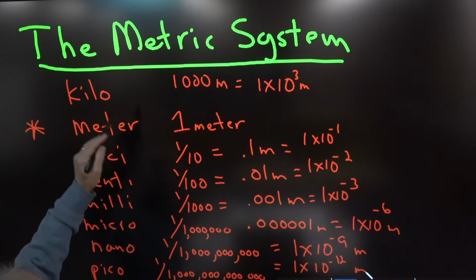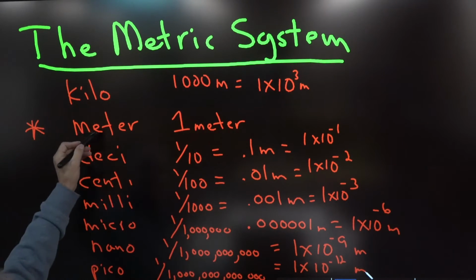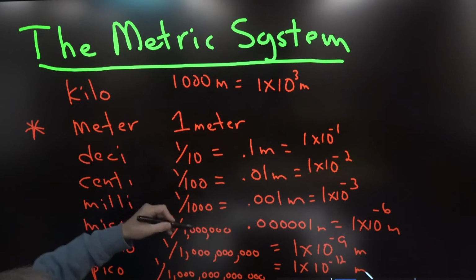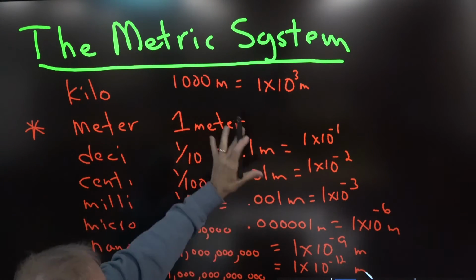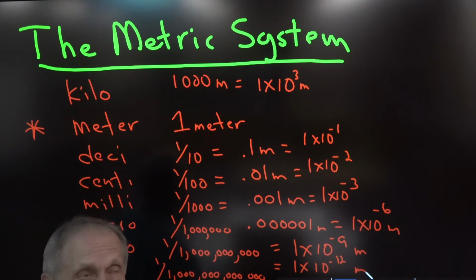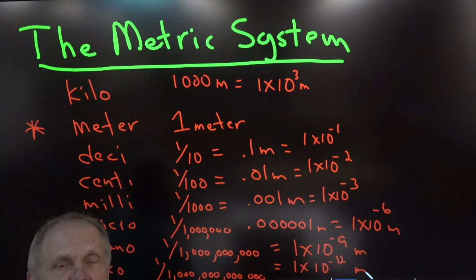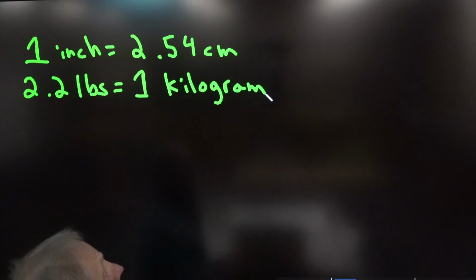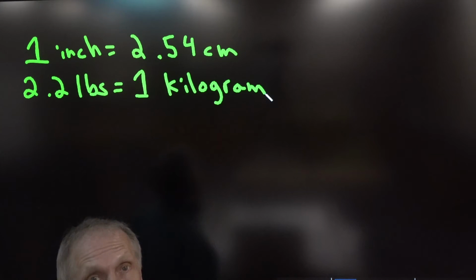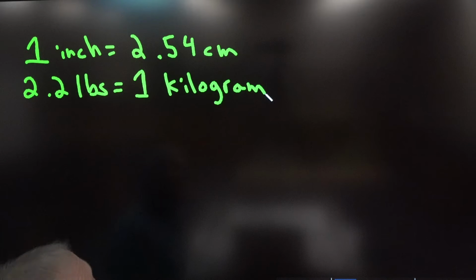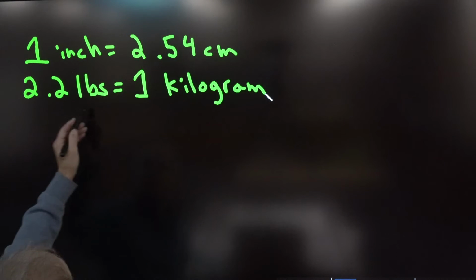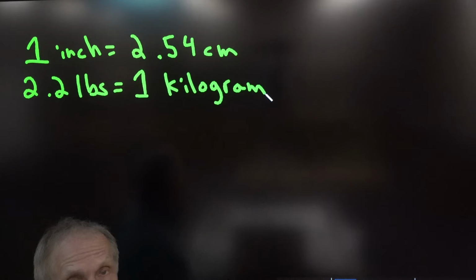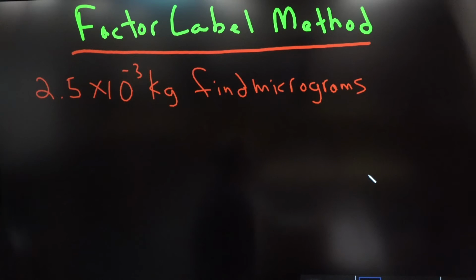So that is the metric system. Don't forget, this could be meter, liter, or gram, but we like to do meters here so you can see what's going on. And why we have to know this? Because the next thing is factor label. And you have to know how to factor label. Okay? Before we do our first factor label, here's two conversions from English to metric that you have to know. So 1 inch is 2.54 centimeters. 2.2 pounds is 1 kilogram. We're going to be using those in factor label.